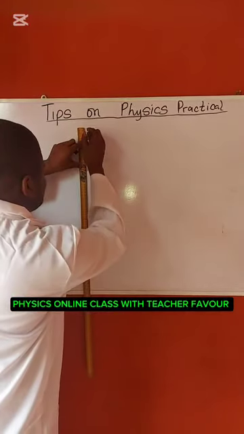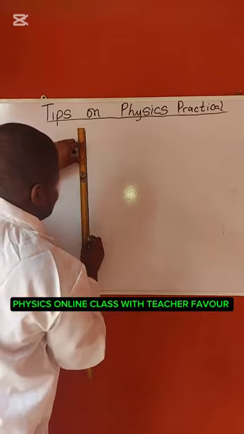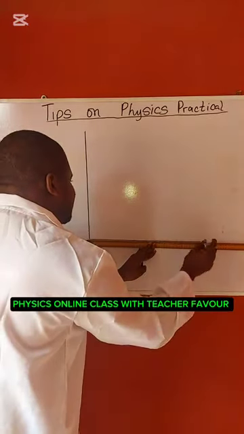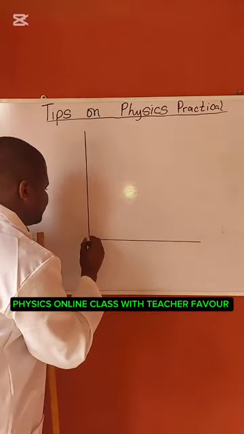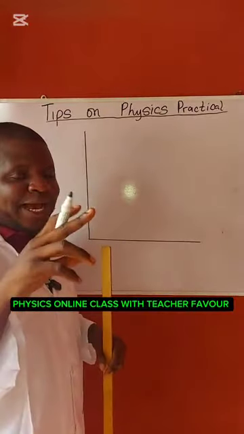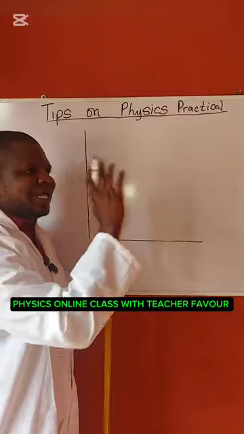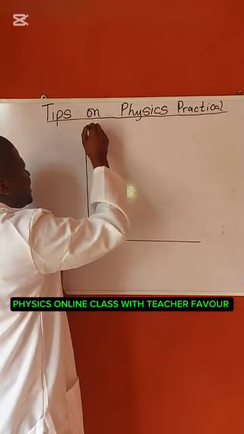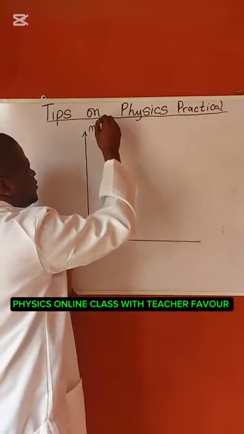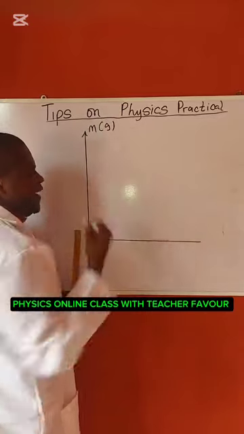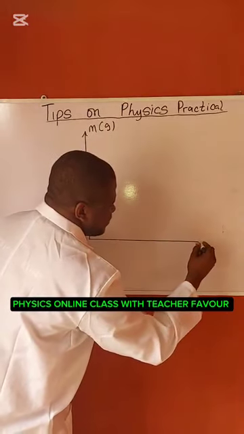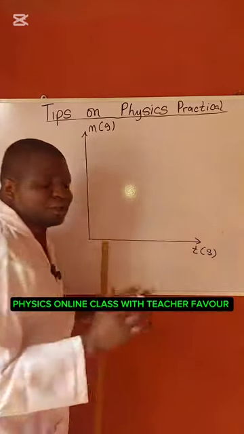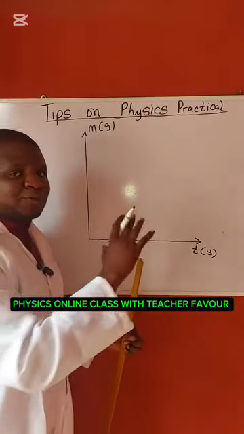What you're going to do is draw the axes. If you're plotting M against T, you don't just write X against Y. No, you write M, and in brackets you write the SI unit of M. Against time, you write T, and in brackets, the SI unit of time. Remember, this is for a positive graph.